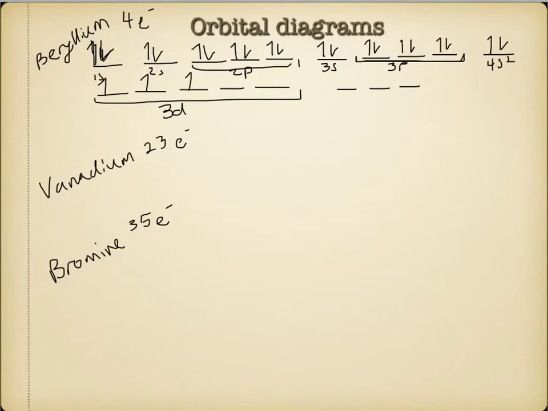So we're at 23, 24, 25, 26, 27, 28, 29, 30, 31, 32, 33, 34, 35. Whoa, had a glitch there. Okay, so 35 for bromine, so that is now bromine's orbital diagram.